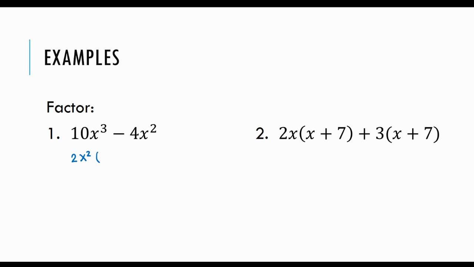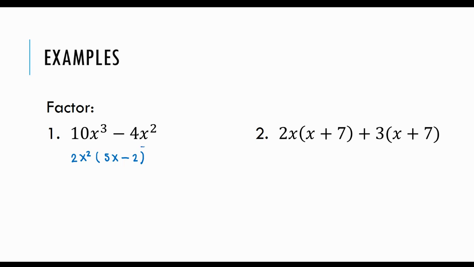Once I factored out what they have in common, I have to put whatever was left over back into the parentheses. Well, 10 divided by 2 means that there's a 5 left over. And if I had 3 x's, but 2 of them moved out, I still have 1 left inside. I bring down the subtraction sign. 4 divided by 2 is 2. I took out all of the x's there. And notice that what I have in parentheses, 5x minus 2, there's nothing that they have in common. So I know that I factored out everything completely.